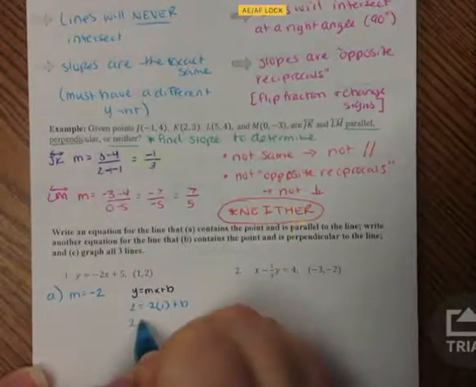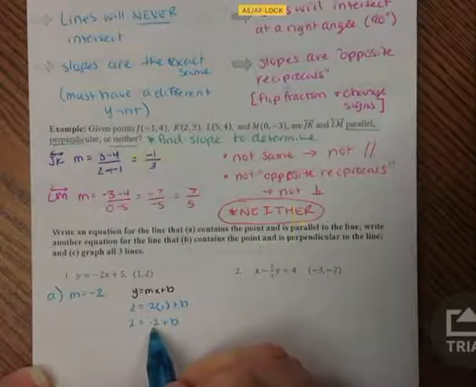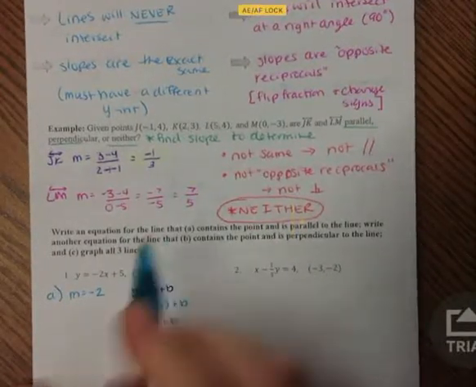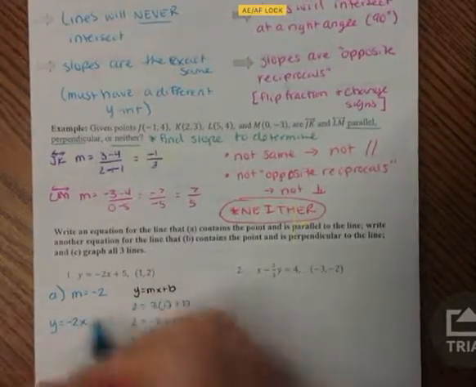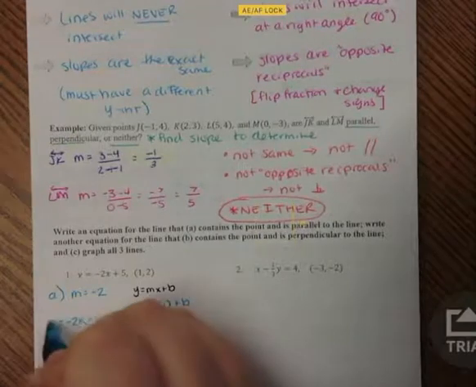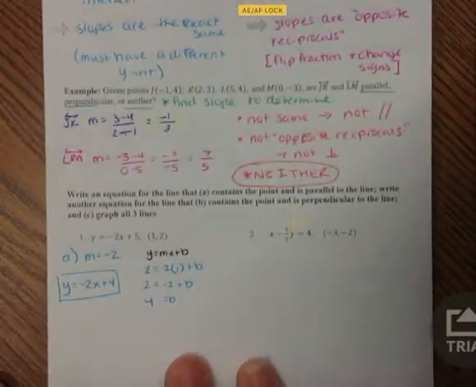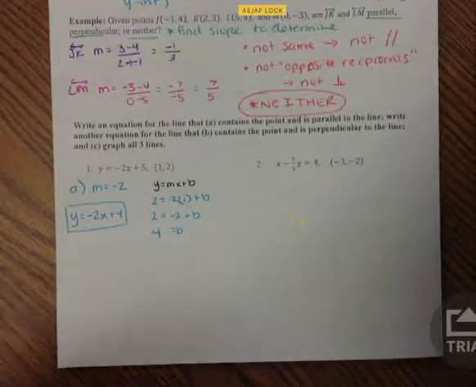So we have 2 equals negative 2 plus b. We're going to add 2 to both sides, so we get b equals 2 plus 2 is 4. So the equation of this line is y equals negative 2x plus 4. It's very similar to the original, which was plus 5, but it is a different y-intercept. Next, we're going to do the one that's perpendicular, so part B.